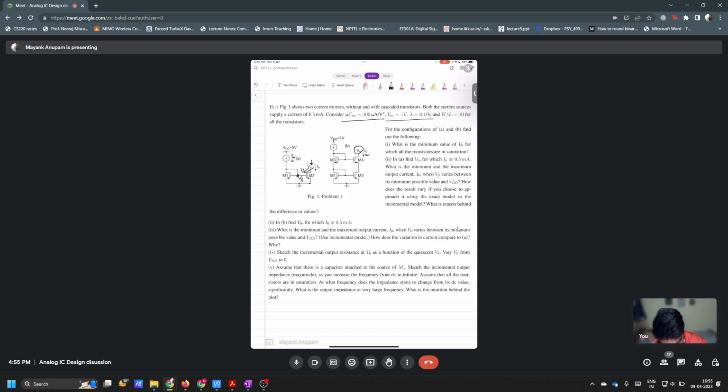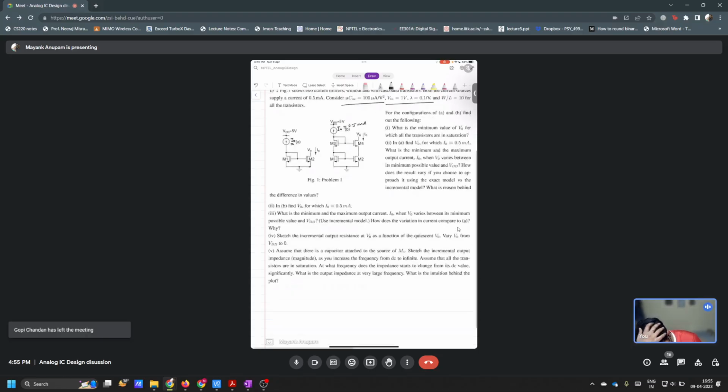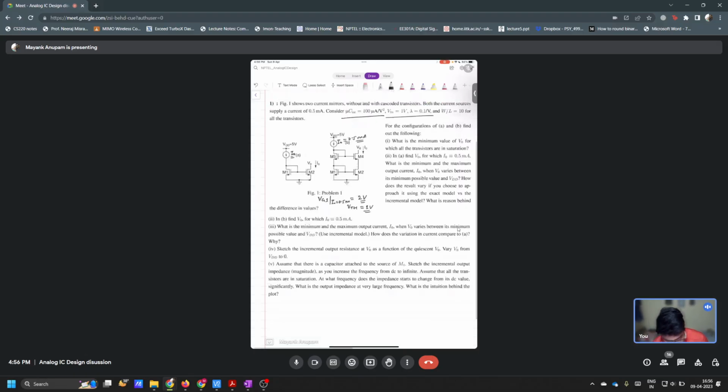Ensuring M2 is in saturation, at the same time ensuring M4 is also in saturation. Depending on M2 also, right? So tell me, what will you do? Let me give you the numbers. When you start calculating I naught here, this I naught is equal to 0.5 milliamps. The VGS required for I naught equal to 0.5 milliamps is actually equal to 2 volts, and VTH is equal to 1 volt. So this is easy to find out and you can do it.